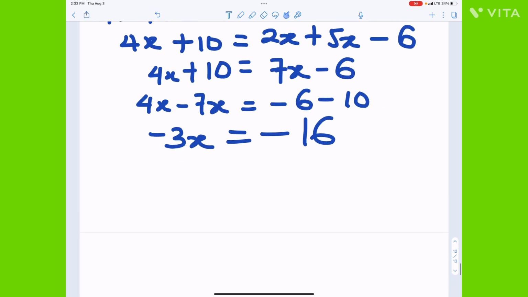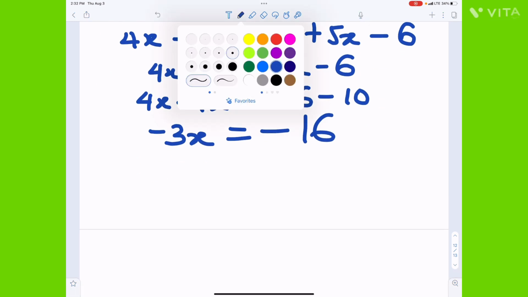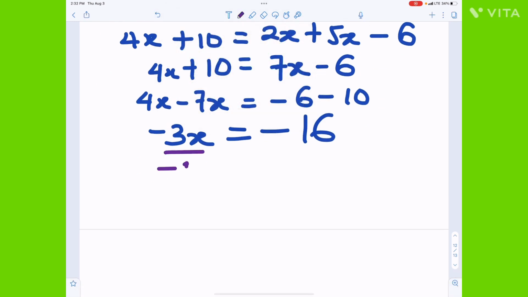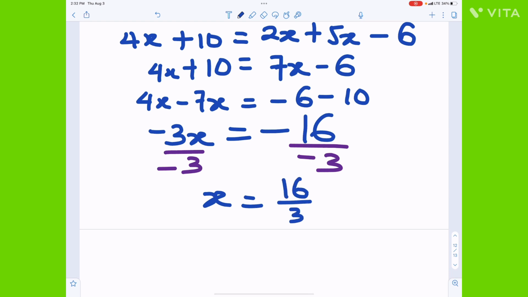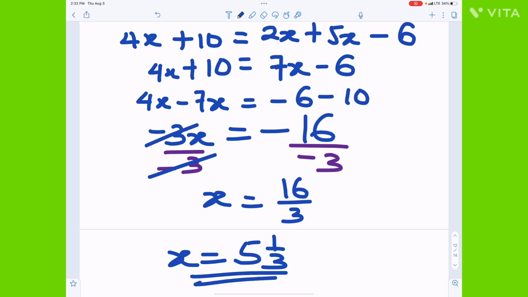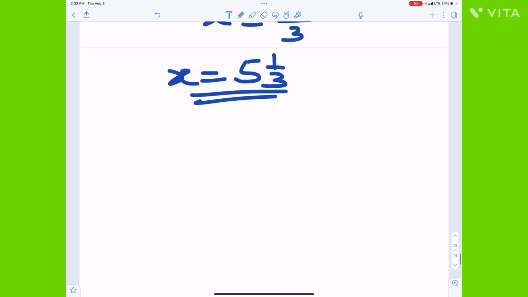If you have minus 3x is minus 16, just divide both sides by minus 3. That's all I need to do. Minus 3. That gives me x is equal to, x is equal to what? 16 over 3. So x is what? That's 5 whole number, 1 over 3. That's question 14. Let's go to 15.